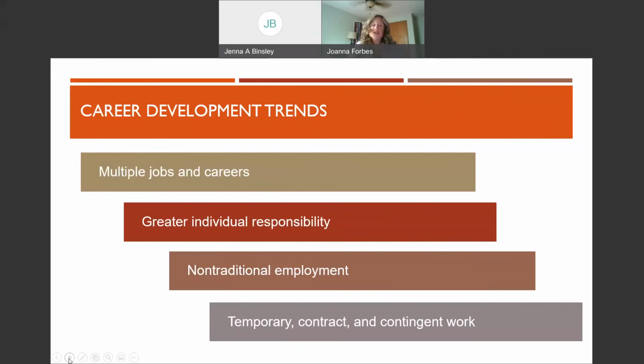We're seeing a lot of non-traditional employment. So, what we call gig work, we're seeing a lot of that, a lot of temporary work, a lot of contract work, and contingent work. So there's a lot of different things going on right now with employees that maybe we didn't see 20 years ago, or of course, even before that. So it's just something, again, to keep in mind whenever we're thinking about developing our own staff.